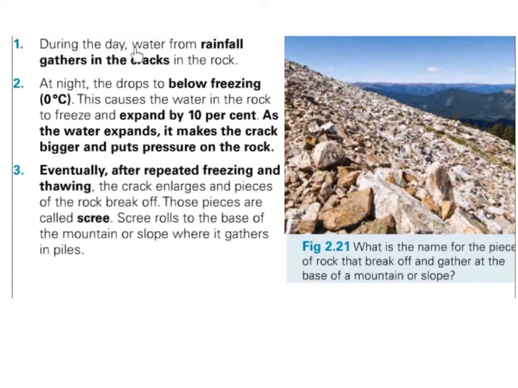So during the day, water from the rainfall gathers in the cracks in the rock. At night, this drops to below freezing, which is 0 degrees Celsius. This causes the water in the rock to freeze and expand by 10%. As the water expands, it makes the crack bigger and puts pressure on the rock. Eventually, after repeated freezing and thawing, the crack enlarges and pieces of the rock break off. Those pieces are called scree. Scree rolls to the base or the bottom of the mountain or the slope where it gathers in piles. So here's a photograph of lots of small pieces of rock that have gathered together. These are known as scree.